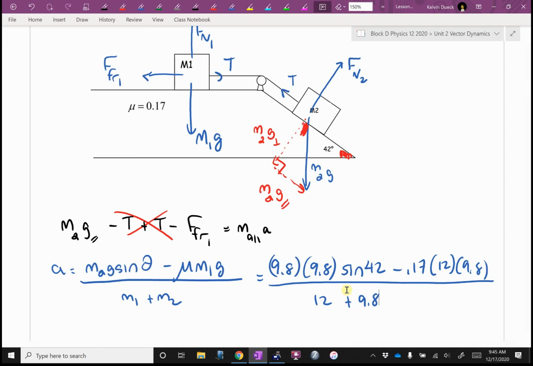Oh, I guess the built-in error check, A's got to be less than 9.8 because mass 2 is sliding down a hill, but it's not in free fall. So if you got an answer bigger than 9.8, you've made a mistake.